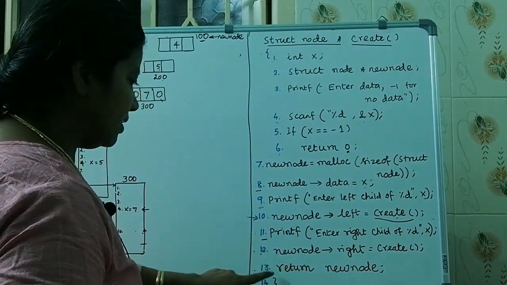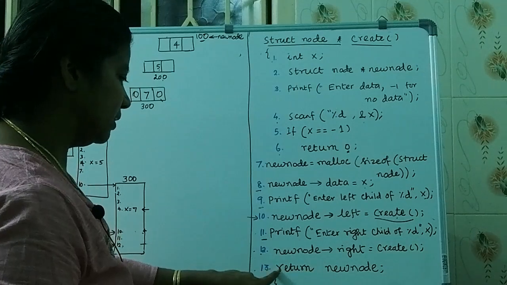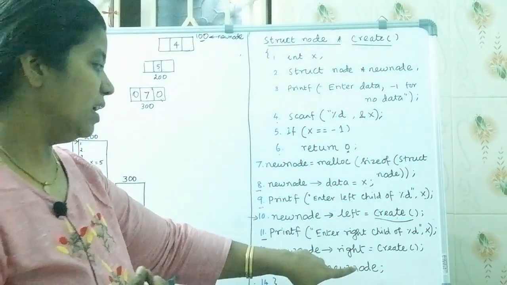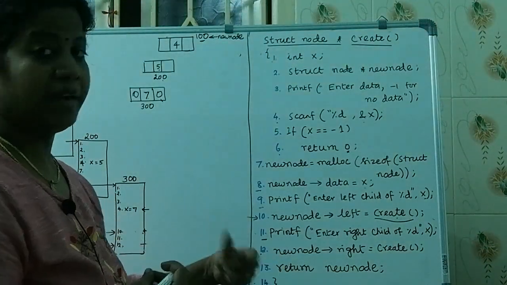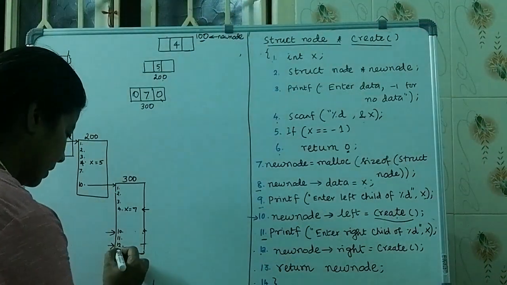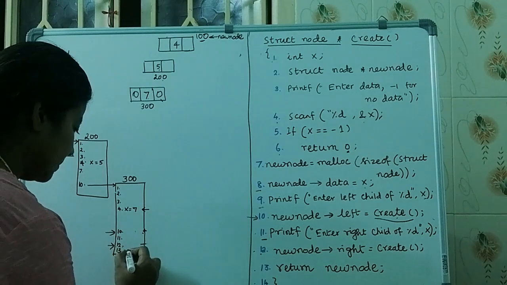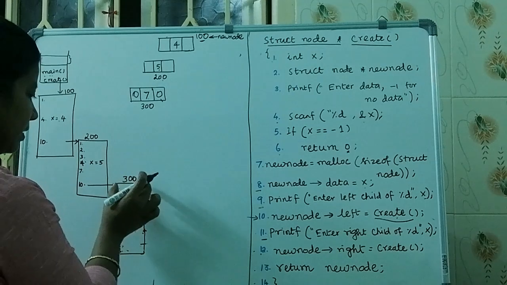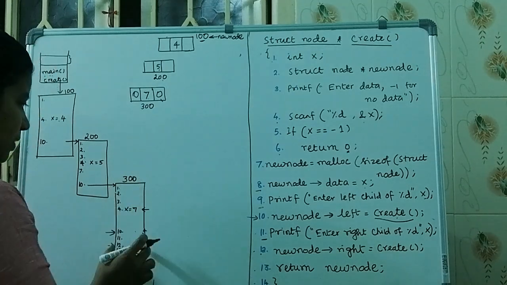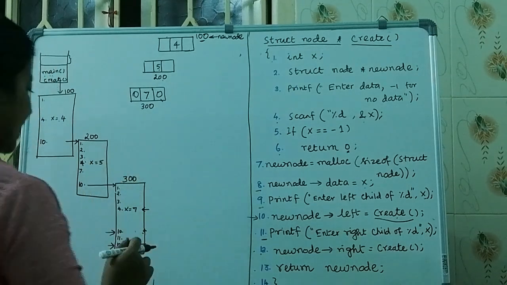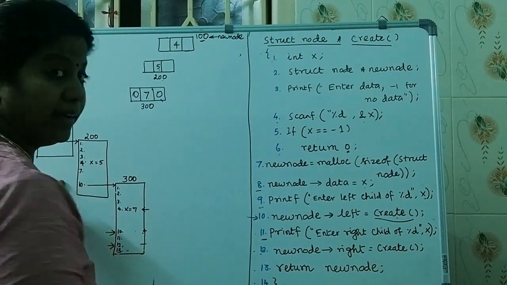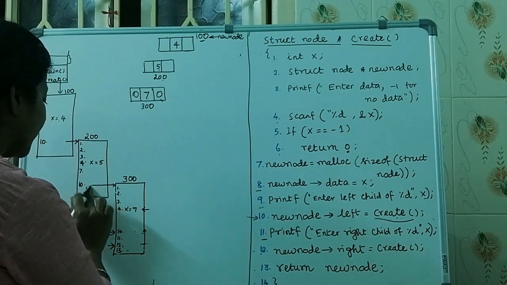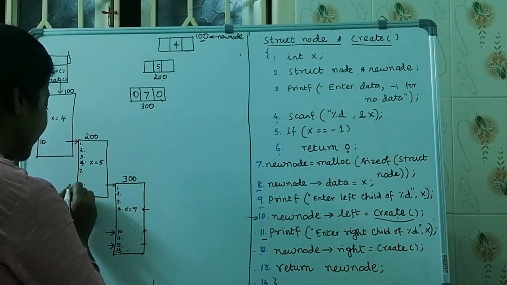After executing this, return new node. Line number 13, return new node. What is new node? New node has some address. That address is returned to where it has been called. So at 13, it returns new node. New node is nothing but 300. So this stack frame's new node address is 300. That gets returned to where it has been called. From where has it been called? It has been called from the previous stack frame at line number 10.